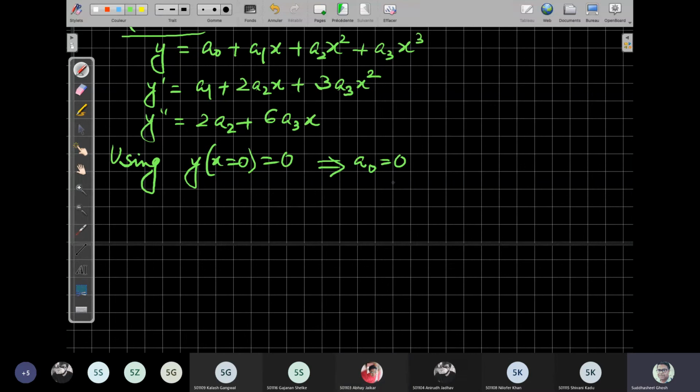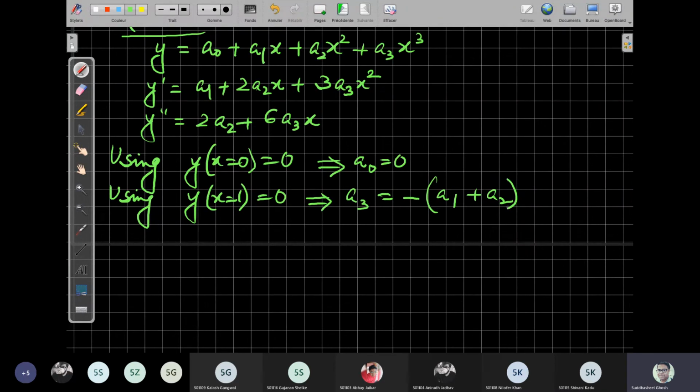Yes, sir. Okay. So again, if I use y at x equal to 1 equal to 0, what second condition do I get? Can you tell me? The second condition is a3 equals minus a1 plus a2. You get this, right? Yes, sir. Okay, because the boundary conditions are already computed, it is the same problem we are trying to solve.